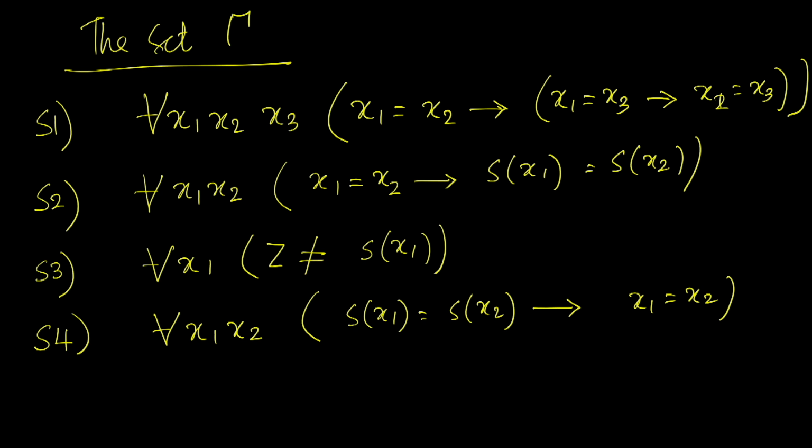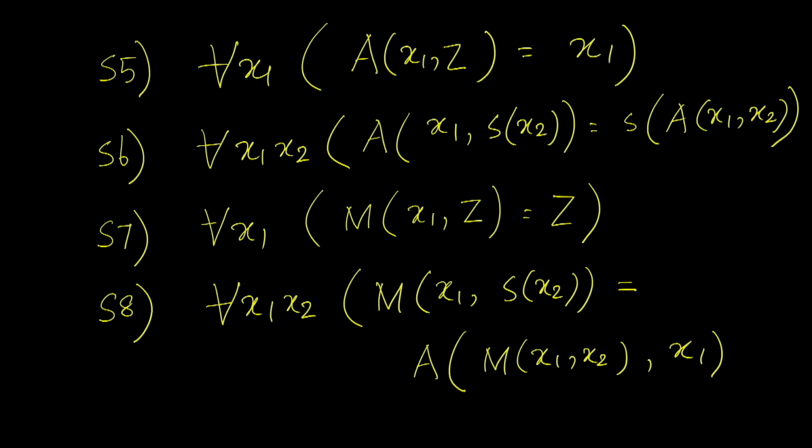So, the first axiom says that equality is transitive. The second axiom says that for every x1 and x2, if x1 equal to x2, then s of x1 equal to s of x2, or in other words, if x1 equal to x2, then x1 plus 1 is the same as x2 plus 1. The third axiom says that 0 is not the successor of anyone, and the fourth axiom says that if x1 and x2 have the same successor, then x1 equal to x2. In other words, if x1 plus 1 equal to x2 plus 1, then you can cancel 1 from both sides and get x1 equal to x2.